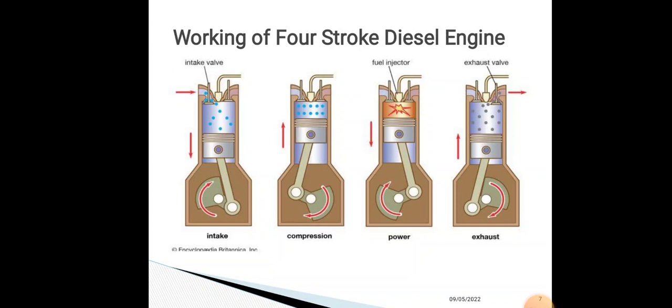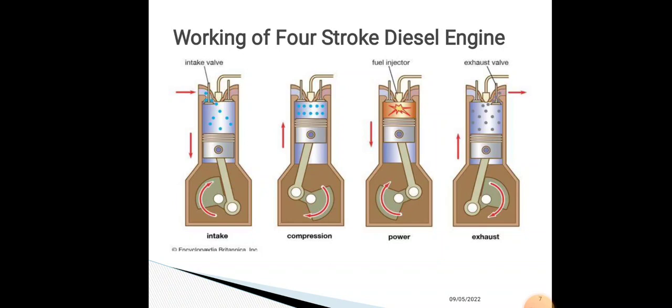In the first, suction stroke, the piston moves from TDC to BDC. Air alone is induced during the suction stroke. During this stroke, the inlet valve is open and the exhaust valve is closed. Then the compression stroke: in this stroke, the piston moves from BDC to TDC. Air induced during the suction stroke is compressed into the cylinder clearance volume. Both valves remain closed during this stroke.